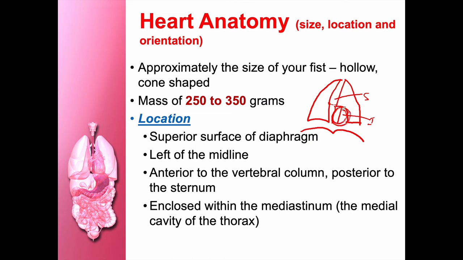This is the place where the heart is located. Inferiorly you have the diaphragm, in the lateral side you have the lungs, posteriorly you have the vertebral column, and anteriorly you have the sternum. Anterior to the vertebral column the heart is present, and posterior to the sternum the heart is present. So it is enclosed within the space between the two lungs, which we call the mediastinum.